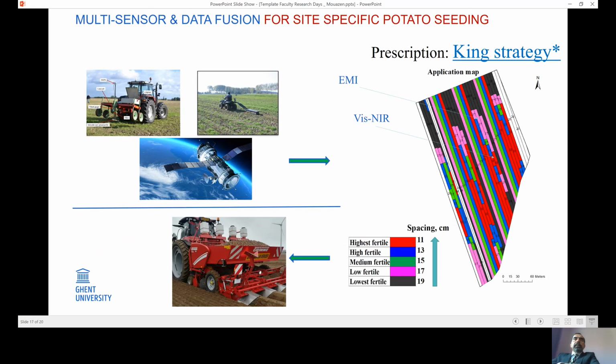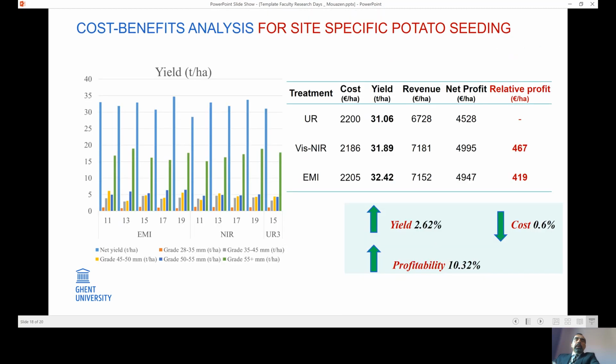We were surprised when we applied this multi-sensor data fusion approach for site-specific potato seeding, and in this case we only compared the King's approach to the uniform rate approach, based on management zone maps developed with VisionIR sensor on soil properties, EMI sensors, and satellite imagery, where we have seen an increase in yield of up to 2.62% and reduction in costs of 0.6%, and that profitability increased by 10.32%.